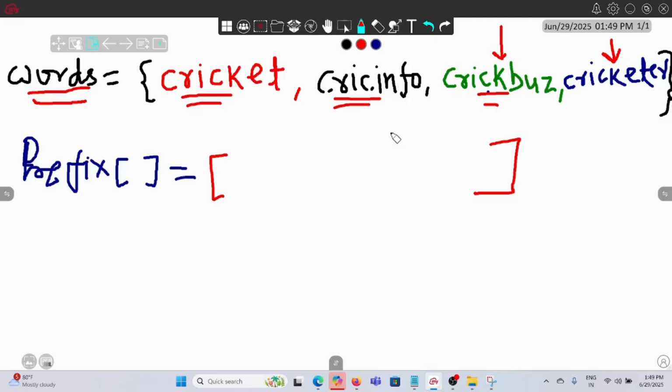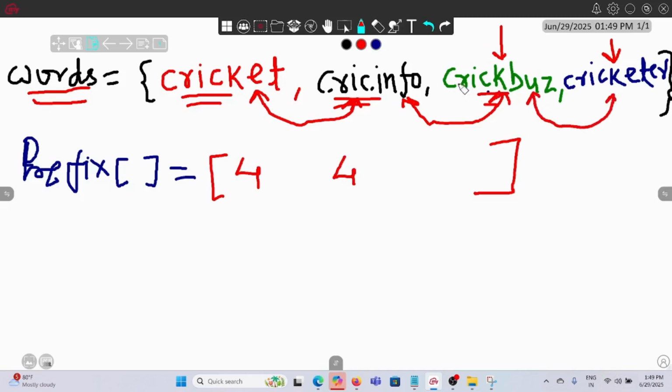So we will start from here. The first pair is the 0th and first. What is the common here? CRIC and CRIC is the common, which is of length 4. So the first place would be 4. Then we will compare the next pair. In this pair, what is common? CRIC and CRIC only, so here also it is 4 length only. Then we will compare the last and second last. What is the common here? CRICK and CRICK, so this is 5. So we have filled this prefix array with 4, 4 and 5. Now what we will do is create two more arrays, left max and right max.